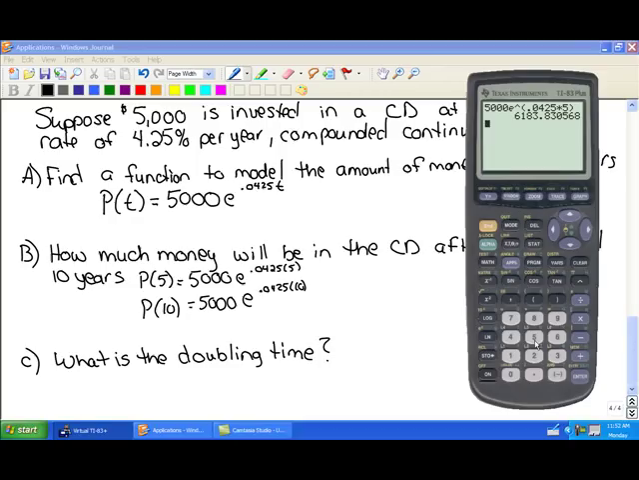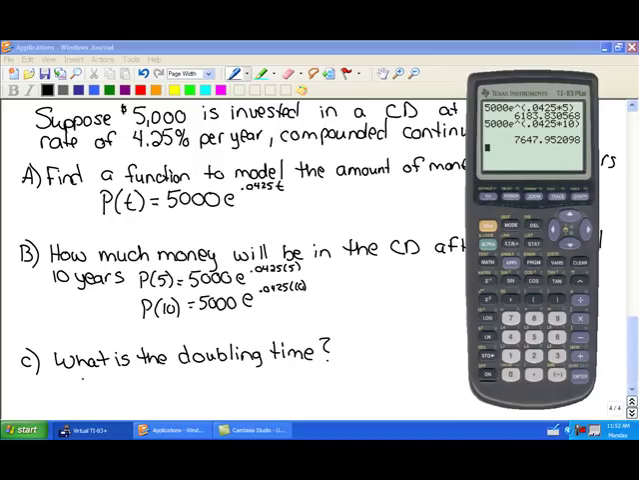To do it for 10 years, we type in the 5,000 times our E raised to the 0.0425 times 10 power, closing our parentheses, and after 10 years that will have grown to $7,647.95.